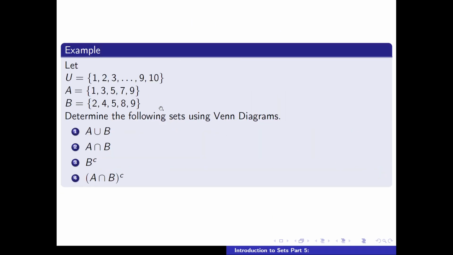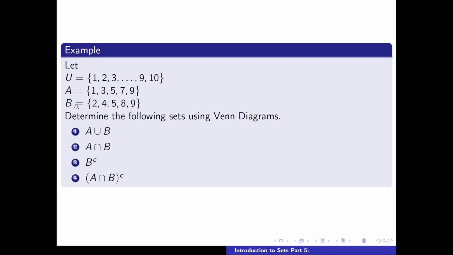Okay, so let's take a look at an example. Let the universal set be the positive integers from 1 to 10, right? So we have 1, 2, 3. Notice these ellipses. This implies that we continue on the same pattern. So even though we don't write it, we have 1, 2, 3, 4, 5, 6, 7, 8, 9, and 10. So that's the universal set.